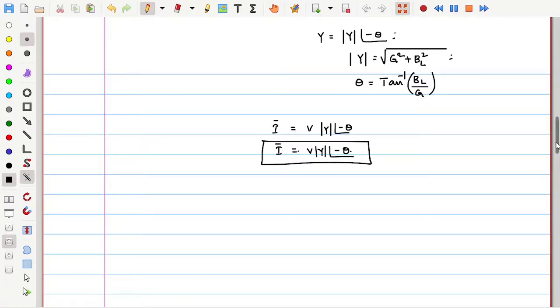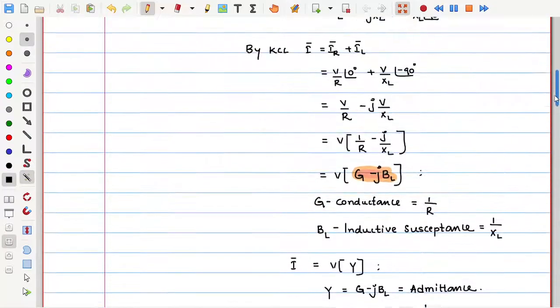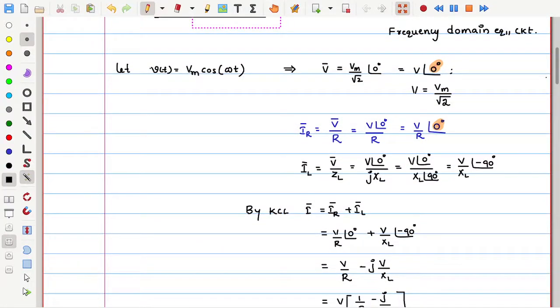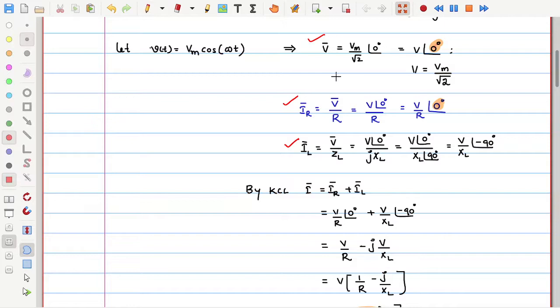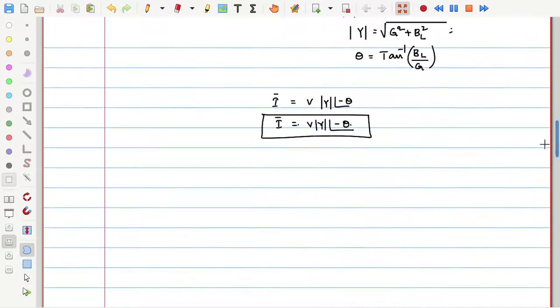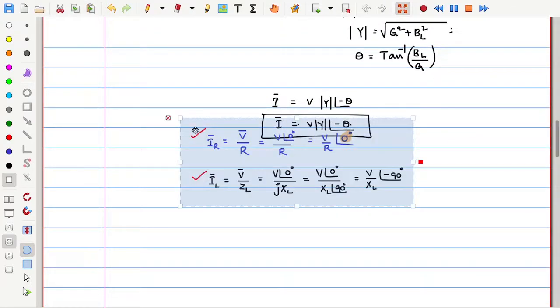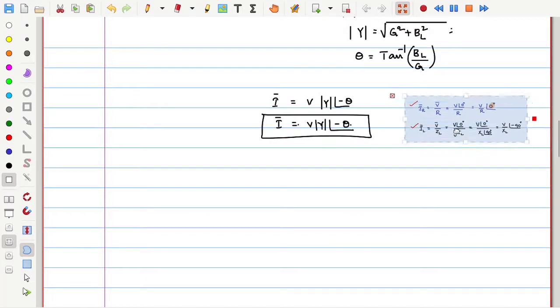Now you can just take up a simple phasor diagram. Let me take up all the terms once again. One thing we know is the total voltage, then the resistance branch current, inductive branch current and total current. Let me write these things all together to draw the phasor diagram. These are the things that are already known.